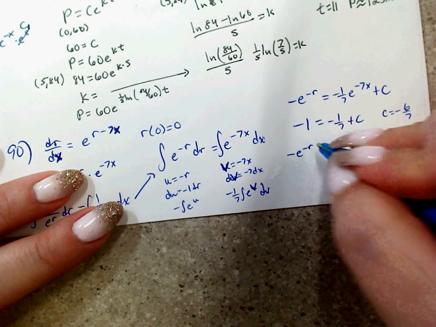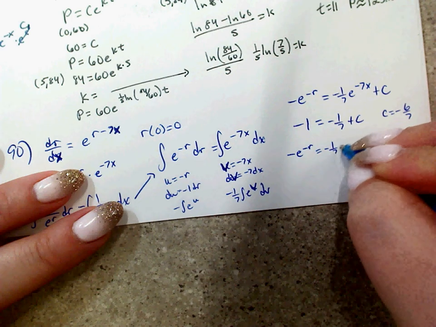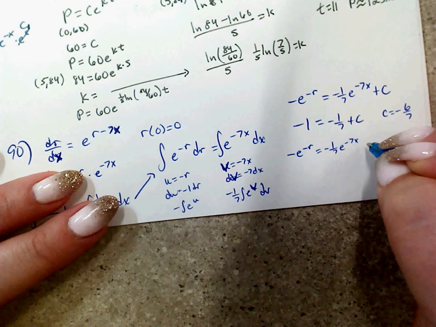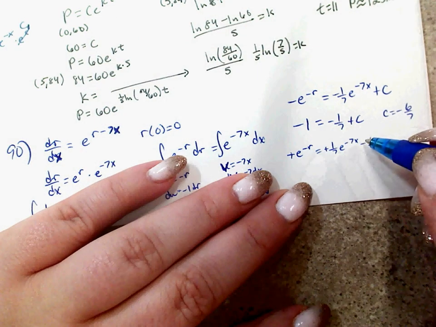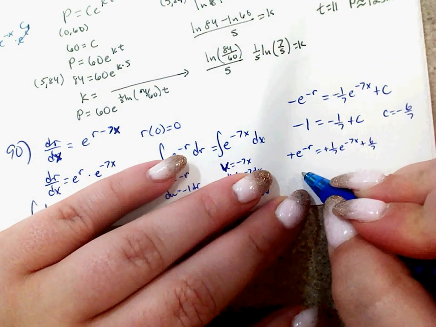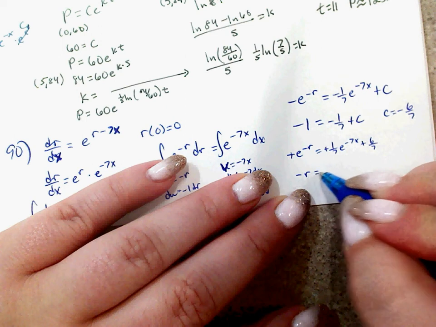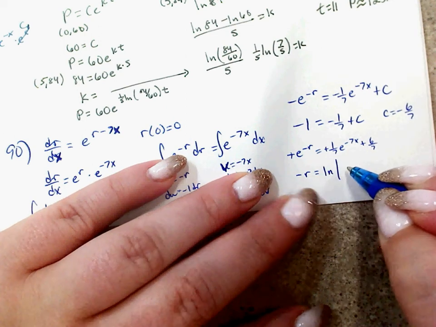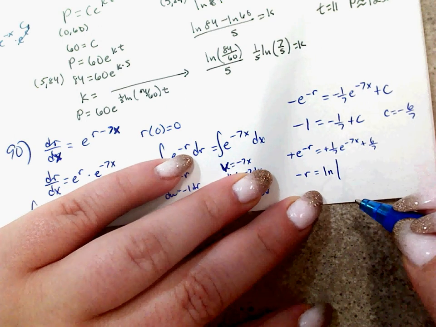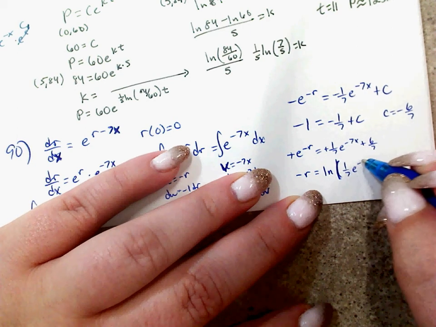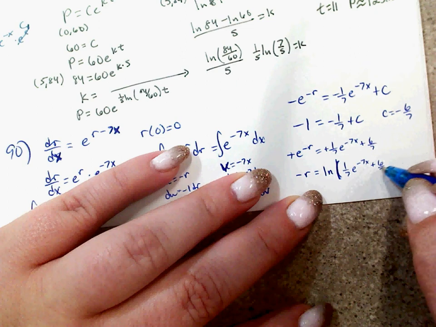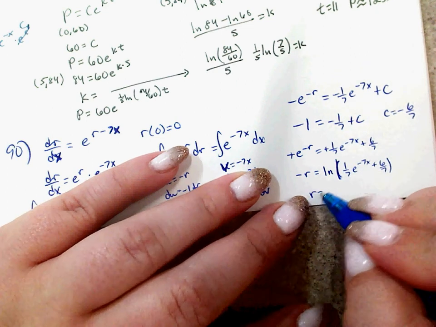Divide by the negative, so plus, plus, plus. Take the natural log. Negative r equals natural log of the absolute value. I don't know why I did that. 1/7 e to the negative 7x plus 6/7, and then make it negative. Negative natural log of 1/7 e to the negative 7x plus 6/7, and there's my answer.